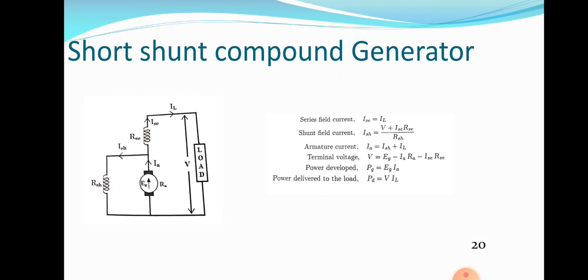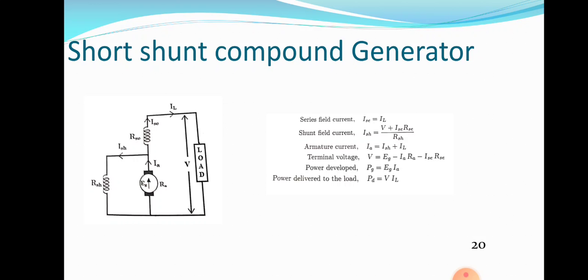Voltage buildup of a short shunt compound generator is the same as that of a long shunt compound generator, which is almost the same as that of a shunt generator. The difference is, in a shunt generator, field flux is produced by only one winding, the shunt field winding. In long shunt and short shunt compound generators, the field is produced by two windings. Both shunt field and series field can produce flux, but you have to understand that the shunt field winding can produce more flux than the series field winding.